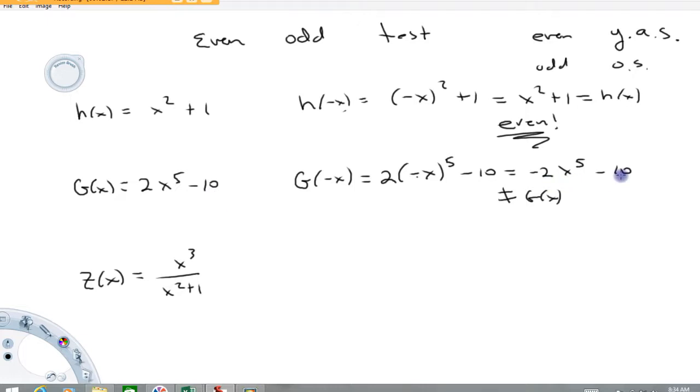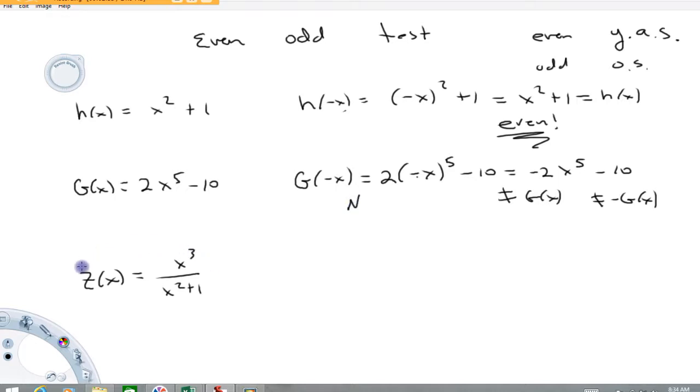It's also not equal to minus g of x. If this is g of x, minus g of x would be minus 2x to the 5th plus 10. So this function is neither even nor odd.